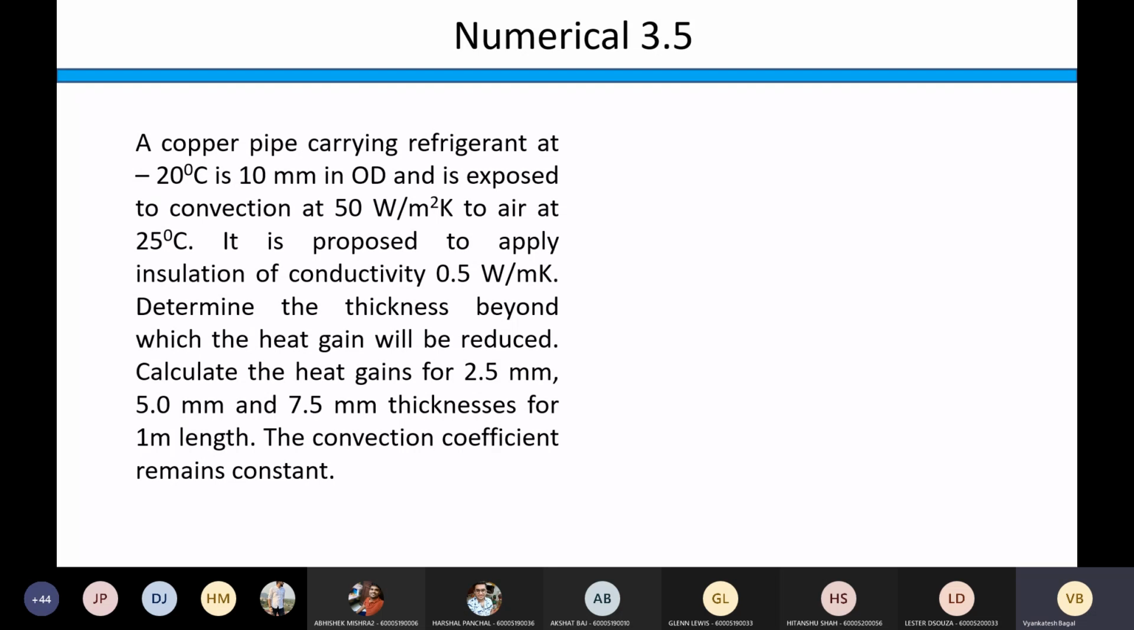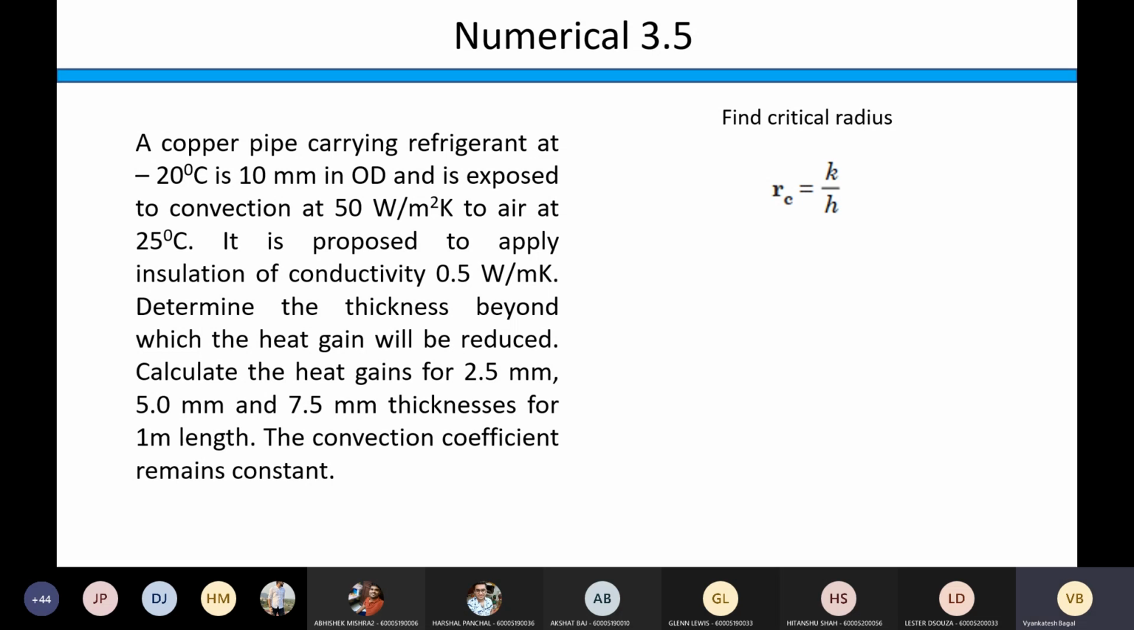A copper pipe carrying a refrigerant at minus 20 degrees centigrade is 10 mm in outer diameter and is exposed to convection at 50 watt per meter square K to air at 25 degrees C. It is proposed to apply insulation of conductivity 0.5 watt per meter K. Determine the thickness beyond which the heat gain will be reduced. Now calculate the heat gains for 2.5 mm, 5 mm and 7.5 mm thickness for 1 meter length of the pipe. The convection coefficient remains constant, so take H as constant.